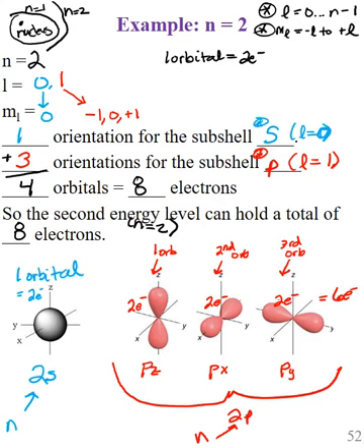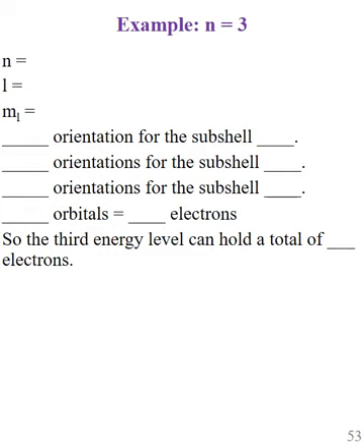Now let's move on to the next shell. Our next shell is n equals 3. So we have our nucleus. We talked about n equals 1, which was the first problem we looked at. Then we looked at the second one, which was n equals 2. And now we're going to look at n equals 3. With n equals 3, n is obviously 3, right?